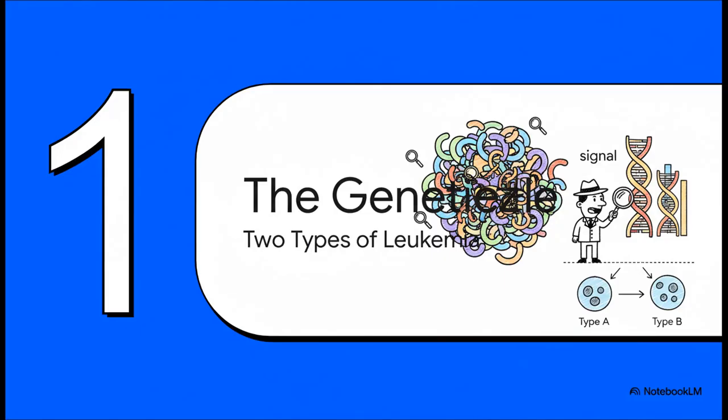So the specific puzzle we're looking at involves two types of blood cancer. One is called acute lymphoblastic leukemia, or ALL for short, and the other is acute myeloid leukemia, or AML. Now, they can look pretty similar, but on a genetic level, they're completely different beasts. The challenge? Find a rock-solid way to tell them apart using just their genetic data.